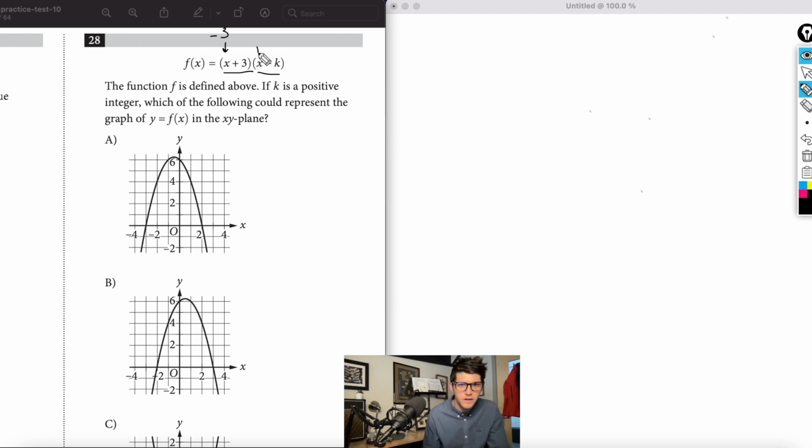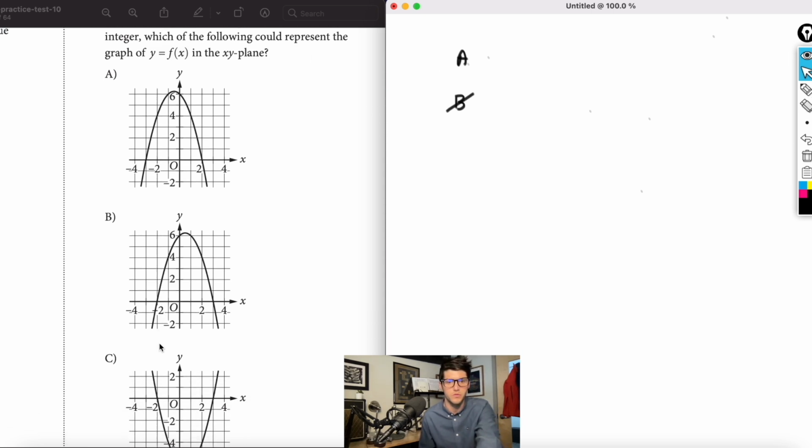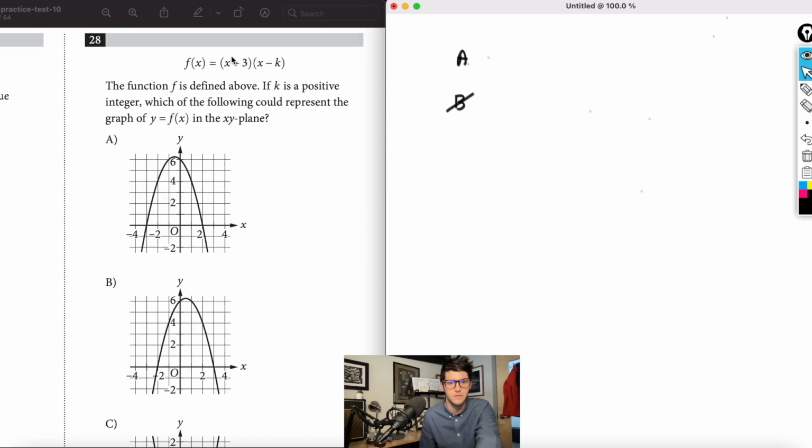Here we would put in a positive k, but we don't really know what k is. What we know is this graph goes through -3. So A works, B does not work. It's going to be a pain because I'm going to have to scroll and cancel this stuff out here. I'll write over here. A is good, B is out, just based on the fact that we would need a -3 and B does not go through -3.